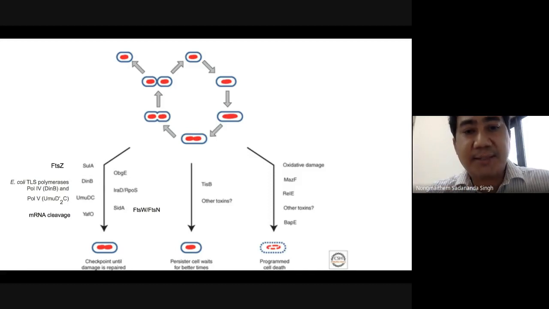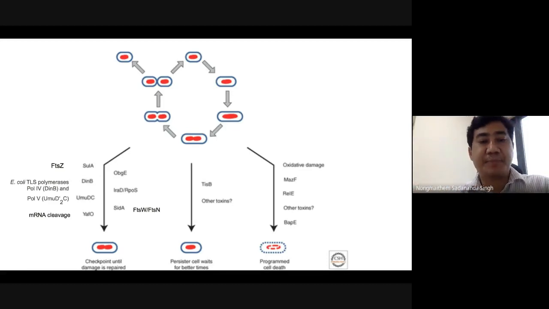polymerases, which can synthesize DNA across a DNA damage or DNA lesion. So these two polymerases are called translesion synthesis polymerases, TLS polymerases. So Pol 4 and Pol 5 proteins are induced and allow replication to continue even when there is a lot of damage on the template DNA.